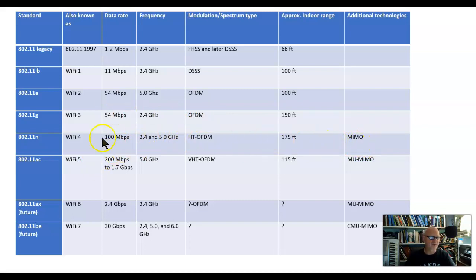The real big improvement was with N. Suddenly we doubled that to get to about 100 megabits per second. We called N Wi-Fi 4. It ran both 2.4 and 5 gigahertz, so it was compatible with all of the older standards.